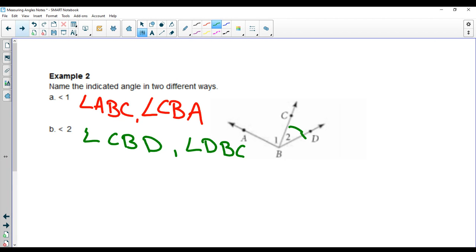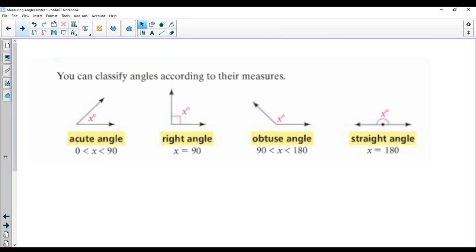Notice how super important it is when we label things. If I just said angle B on this problem, you would have no idea which angle I'm talking about, because angle B could be 1, 2, or the entire big thing. That's why these letters are super important. And you have to get yourself in the habit of naming angles appropriately with your vertex in the middle. Notice B is the vertex, it's in the middle of all my examples here. Now, there are different names for angles based on their measures.